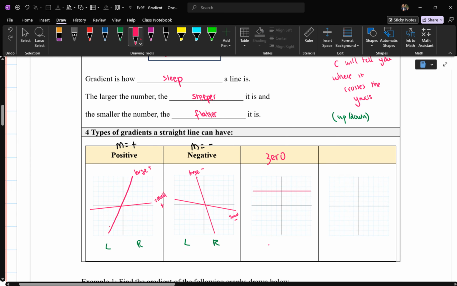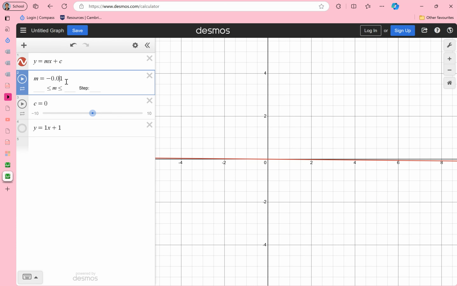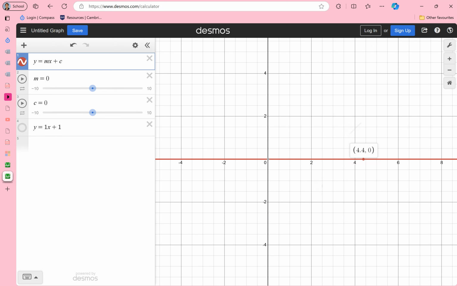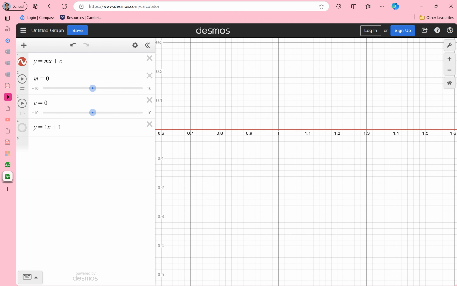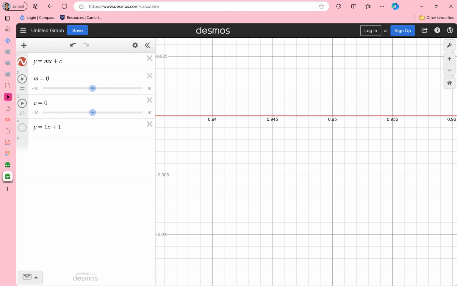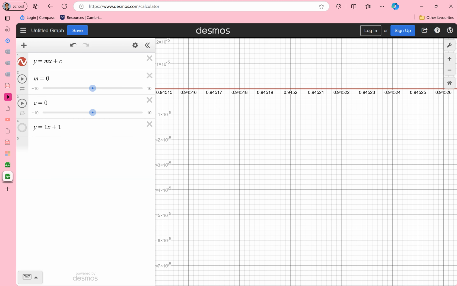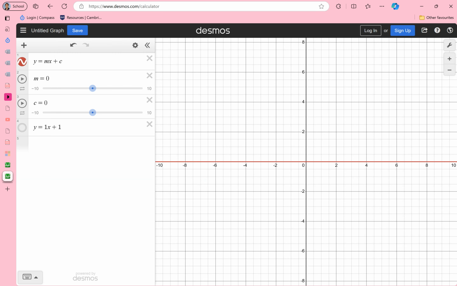Well, when you have m equals to 0, so if the gradient is equal to 0, so watch this. If I change m to 0, you will now get a perfect horizontal line. No matter how much I zoom in, there's never a gap between the x-axis. See that? It's perfect. So when m is 0, it will have this flat horizontal line.